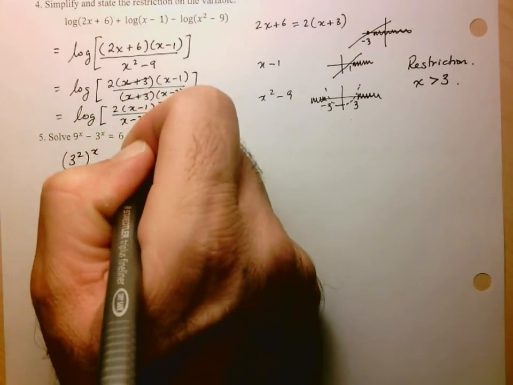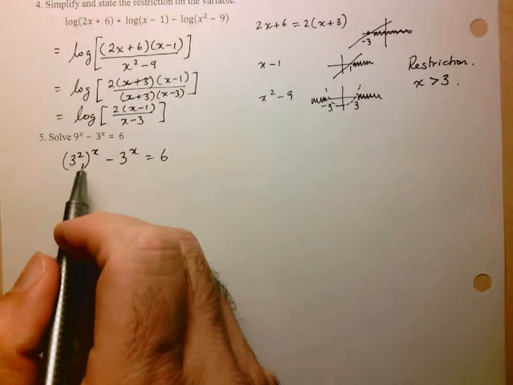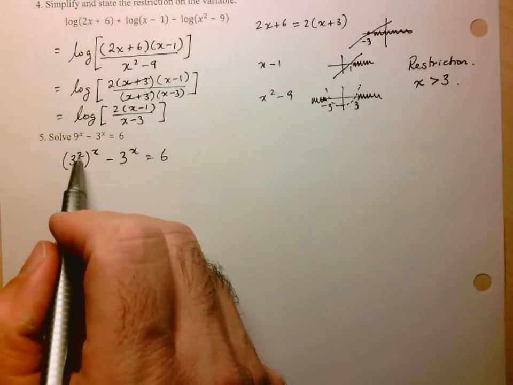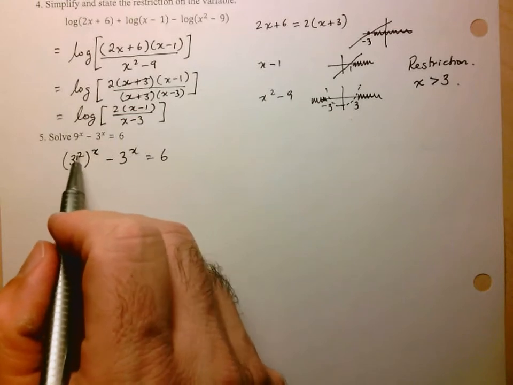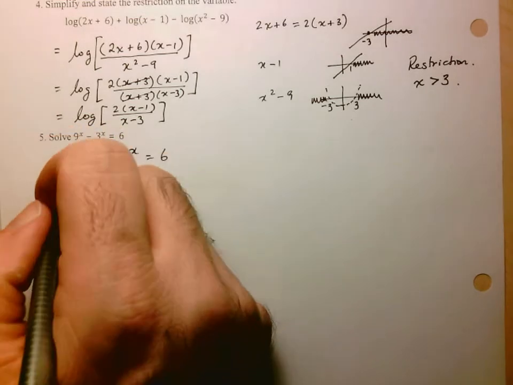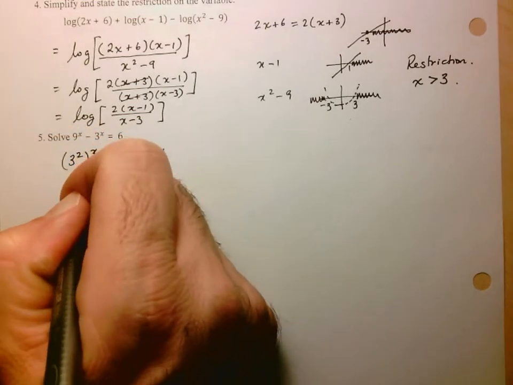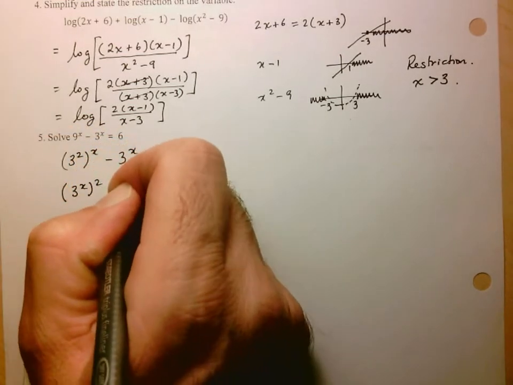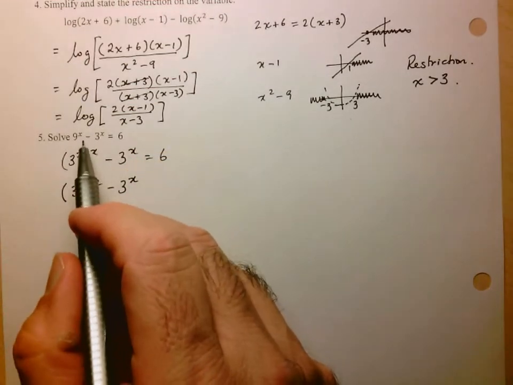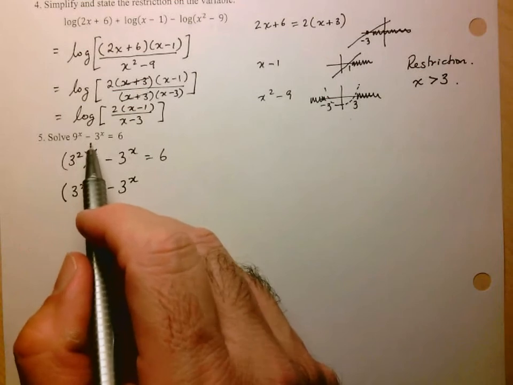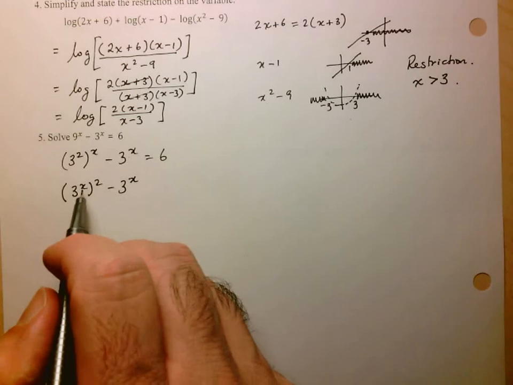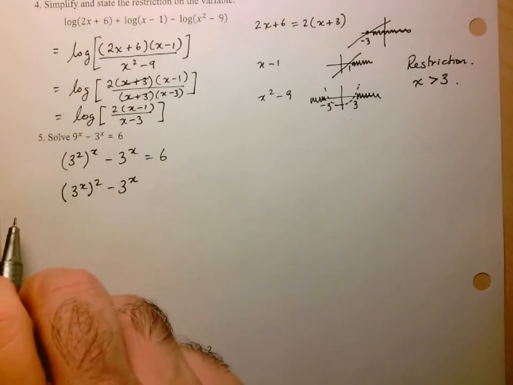Now I'm not quite there yet because I have 3 squared, I don't have 3 to the x. But remember, the third exponent law says that I can multiply these two exponents, and since multiplication is commutative, I can rewrite this expression as (3 to the x) squared. Hopefully at this point you start to recognize this scenario: 3 to the x, 3 to the x squared. Writing it this way, I start to see that I've got something that looks quadratic.